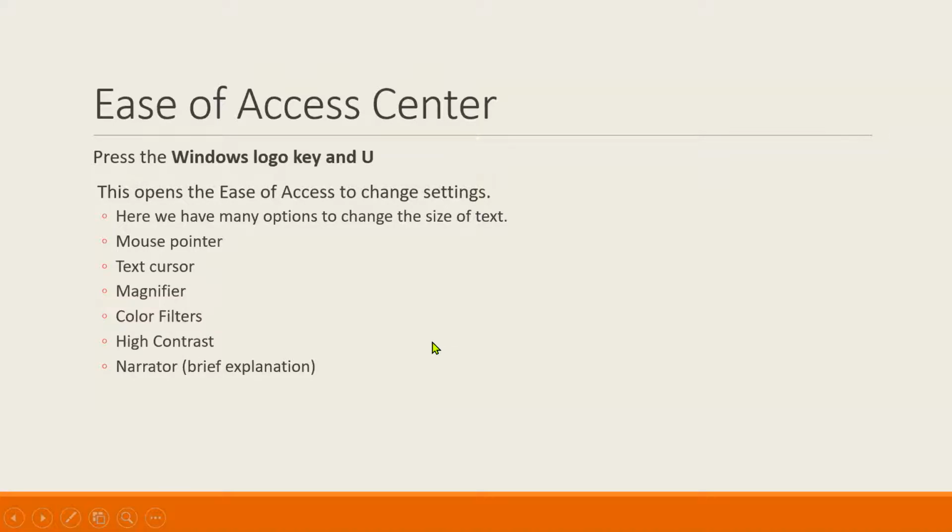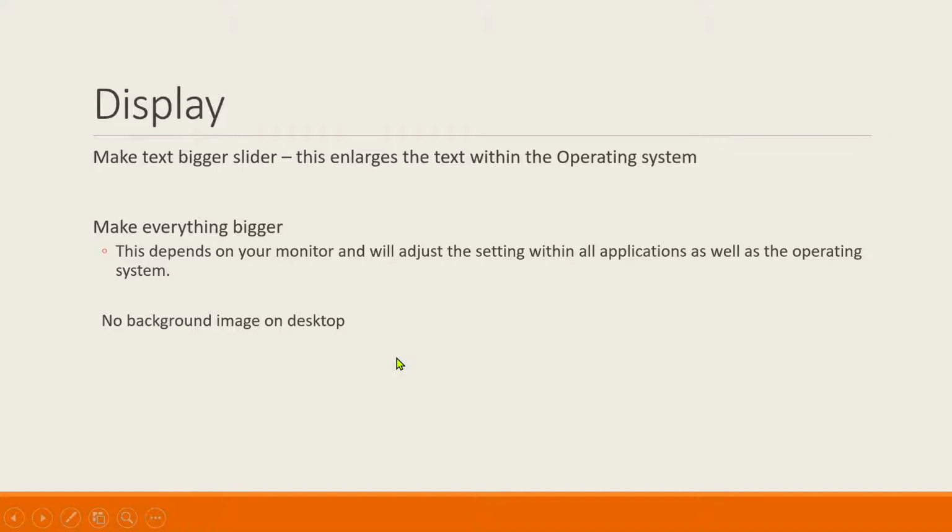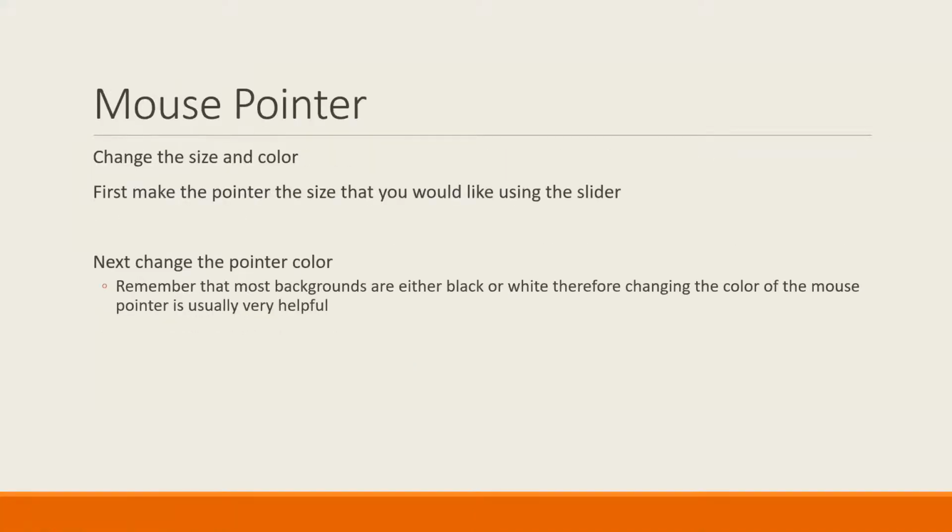Okay, I was just going back to the slides for a second. So we've talked a little bit about the display so far. Now, this is a really big help for many of us. I know it was for me, and that is to be able to change the size and the color of the mouse pointer. So right now I have the PowerPoint up and it says mouse pointer, changing the size and the color. You can change the size by moving the slider. I will demonstrate that in a minute. And you can change the color.